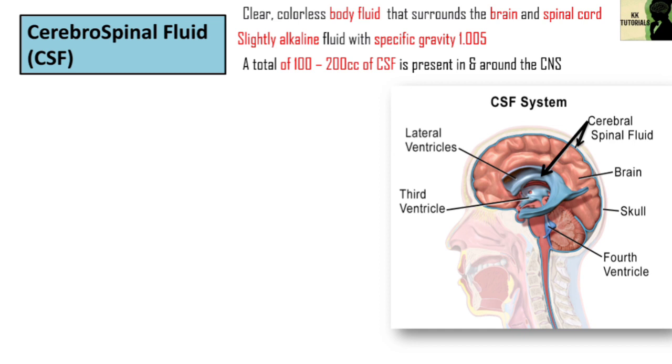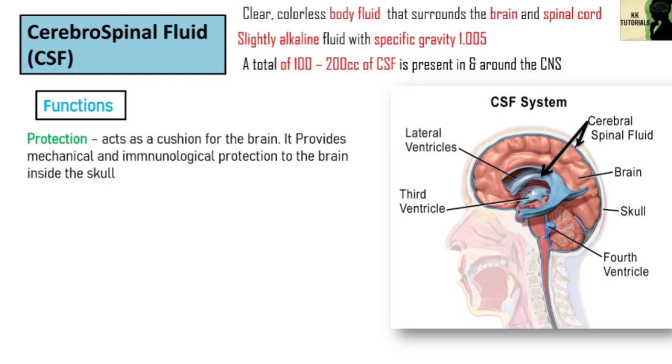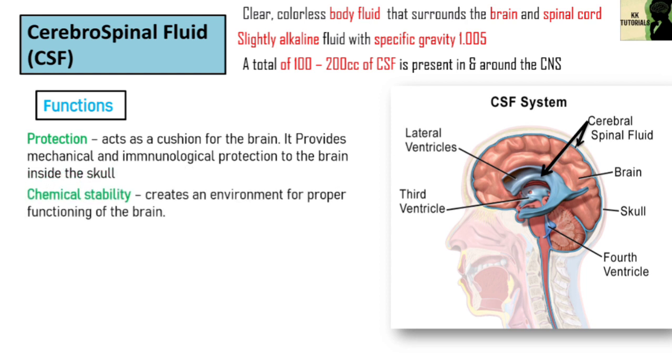If we talk about the functions of CSF, then it includes protection. CSF acts as a cushion for the brain, limiting neural damage in cranial injuries. It provides basic mechanical and immunological protection to the brain inside the skull and protects the brain tissue from injury when jolted or hit by providing a fluid buffer that acts as a shock absorber from some forms of mechanical injury. Another important function of CSF is chemical stability. It creates an environment for proper functioning of the brain. For example, it maintains low extracellular potassium for synaptic transmission.